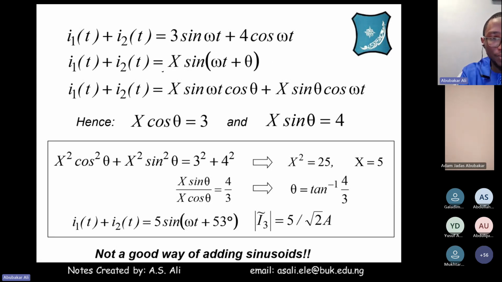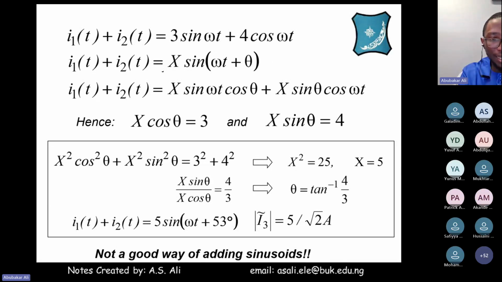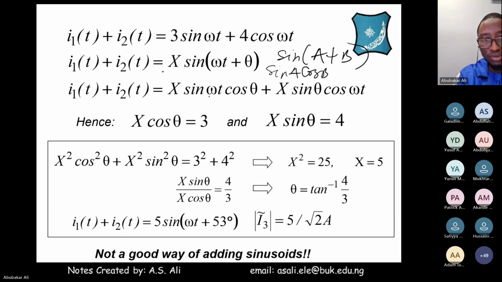This part here is going to be x sine omega t cos theta, right? From trigonometry, sine of A plus B is sine A cos B plus sine B cos A. I'm sure you guys know this from mathematics. Sine B cos A, right?